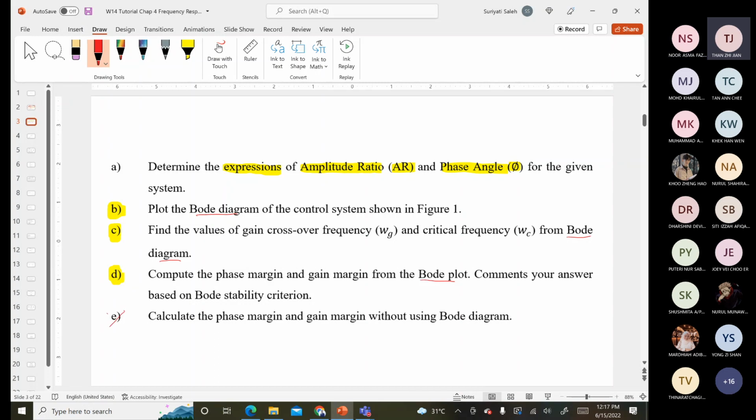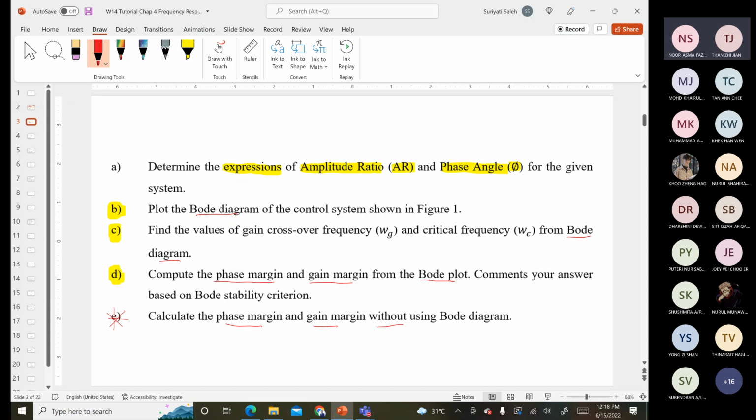But E is different: without using Bode diagram, how can we calculate the phase margin and gain margin? In this case, we can compare. For example, question D, phase margin and gain margin from Bode. Question E, phase margin and gain margin without the Bode diagram. So there are two ways to calculate the phase margin and gain margin from frequency response. The first one using the plot, the second one just using the calculator. So we take a look one by one.